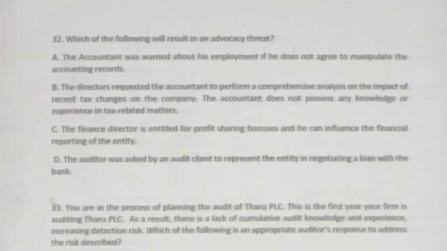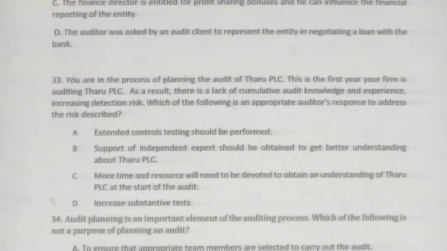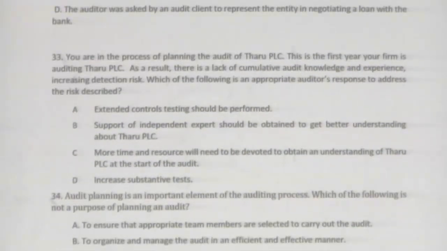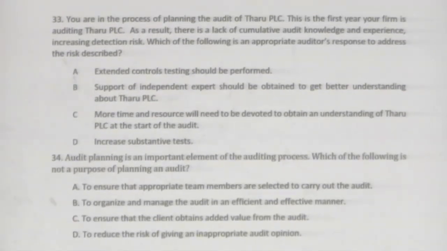And then question number 32 we have already done. Question number 33 is part of auditing. You are in the process of planning the audit and this is the first year of audit. So we want to mark that statement, first year of audit. Because it is the first year, the experience that the audit team has is limited. Therefore, there is a higher chance the auditor will miss something, that is called detection risk, right. So what is the right statement if you are going to miss something?